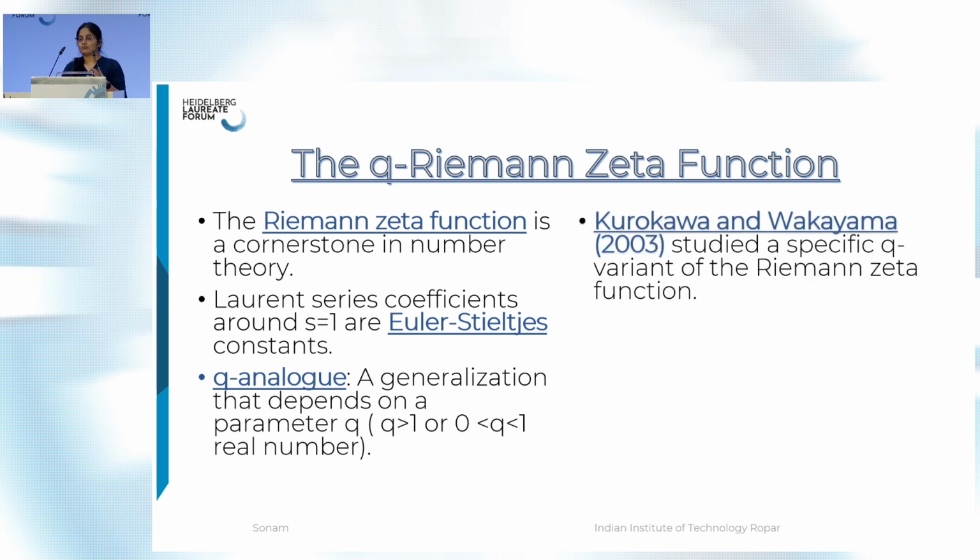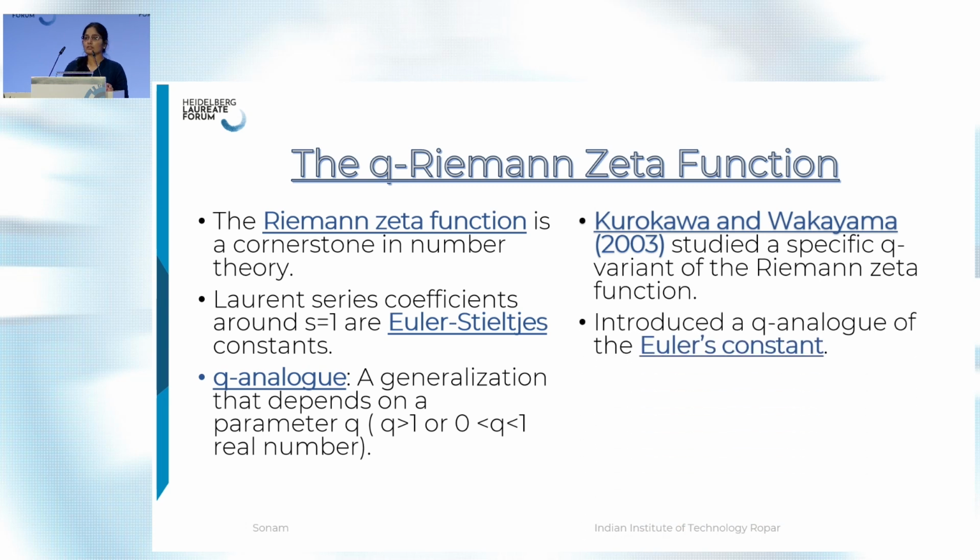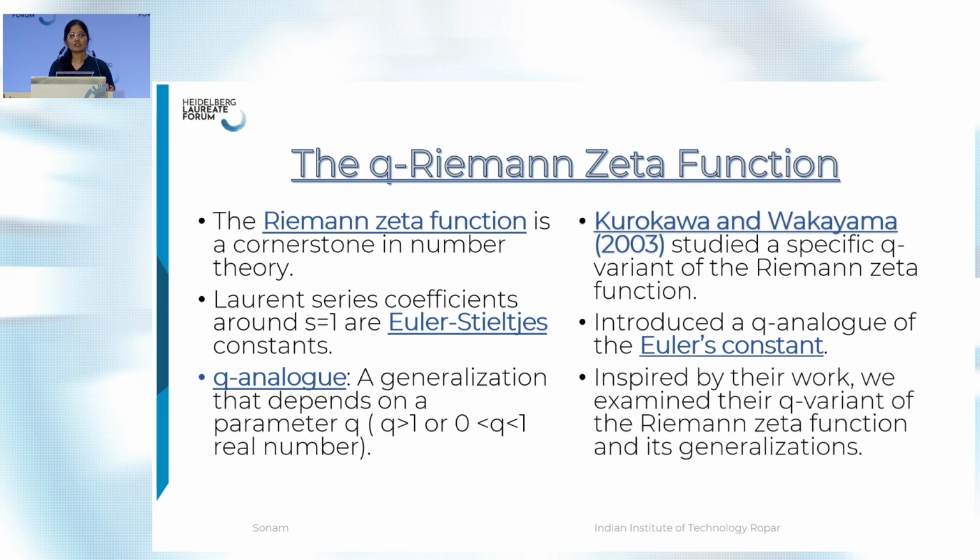So one such q-variant of the Riemann zeta function was studied by Kurokawa and Wakayama in 2003. Basically, in their paper, they introduced a q-analog of Euler's constant, which is the constant term in the Laurent series expansion of the q-Riemann zeta function. So motivated by their work, we looked into the other coefficients of the q-Riemann zeta function and thus further examined the q-variant of the Riemann zeta function and its generalization.